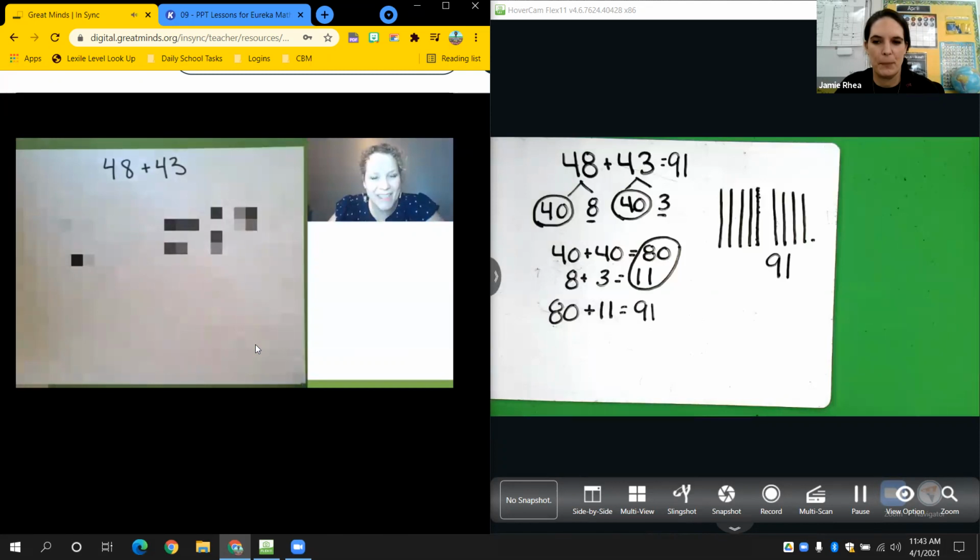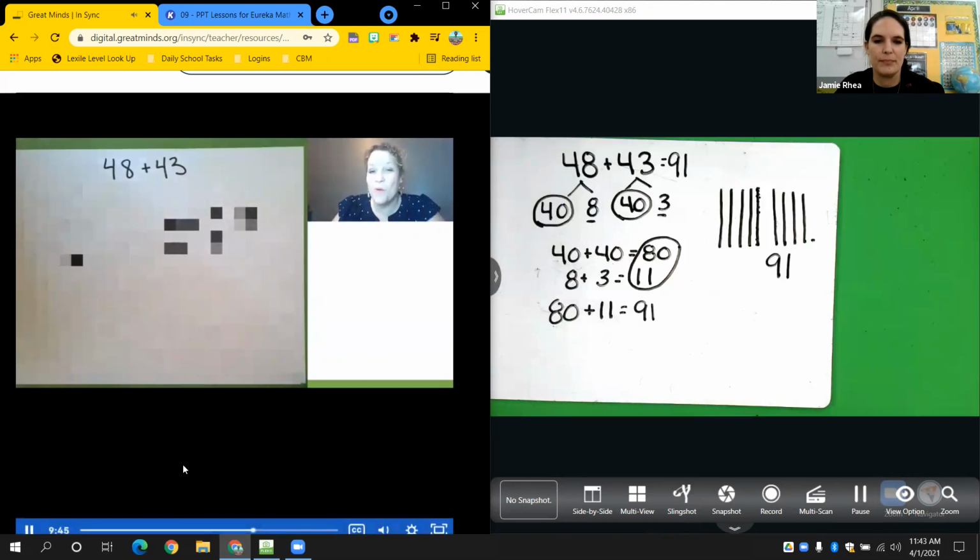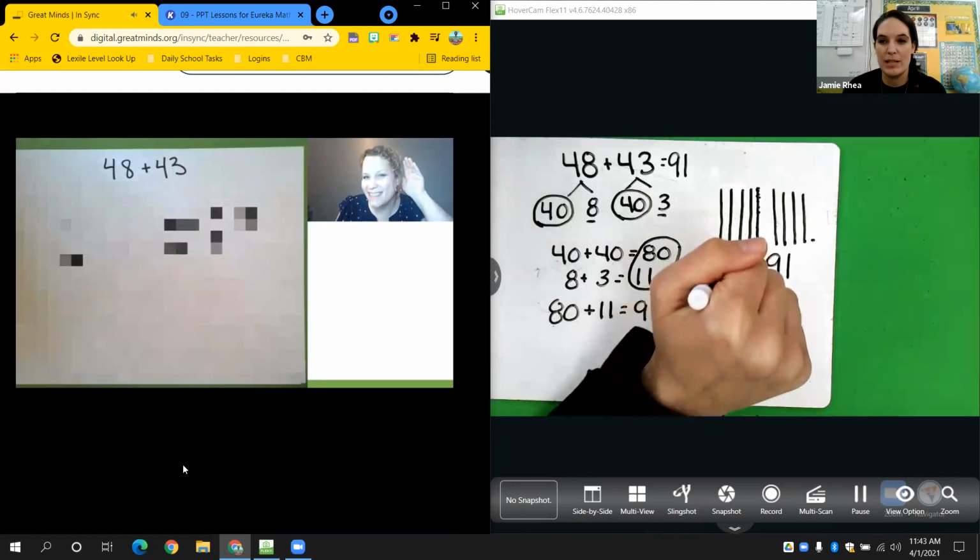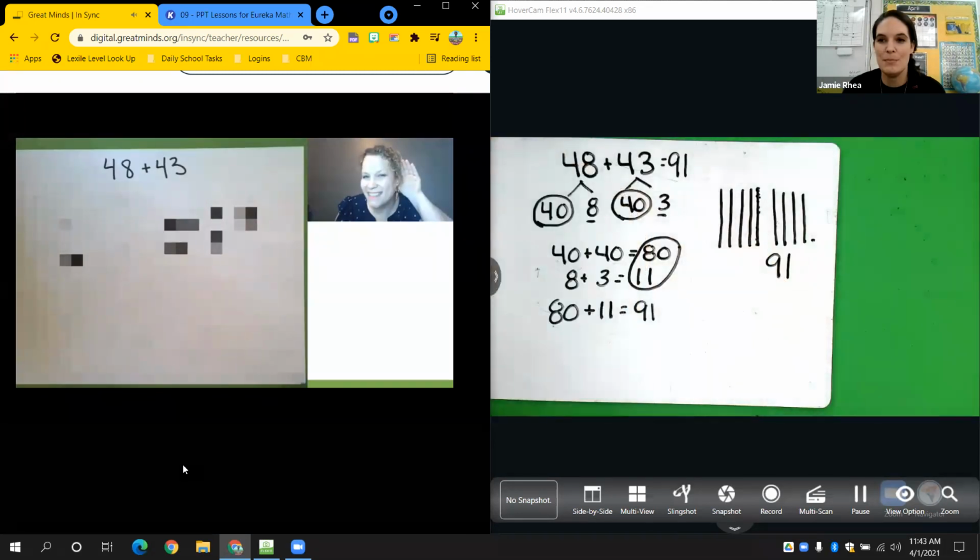Oh, I can't wait to hear how you were thinking about this problem. Turn and tell a learning partner, or you can say it out loud to me. What strategy did you use? We used quick tens and ones, and we did the make 10 or add tens and ones.